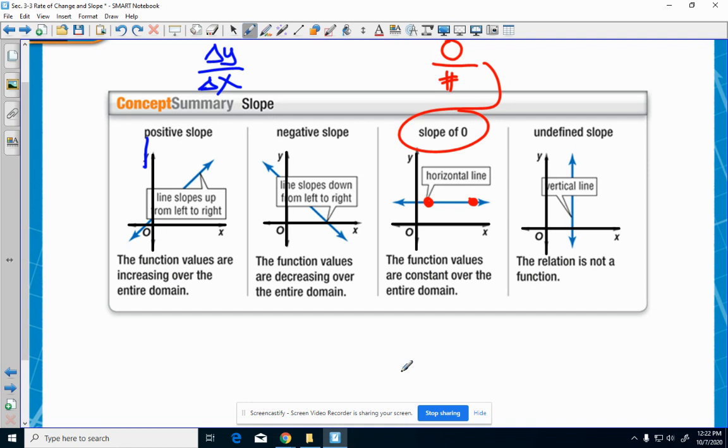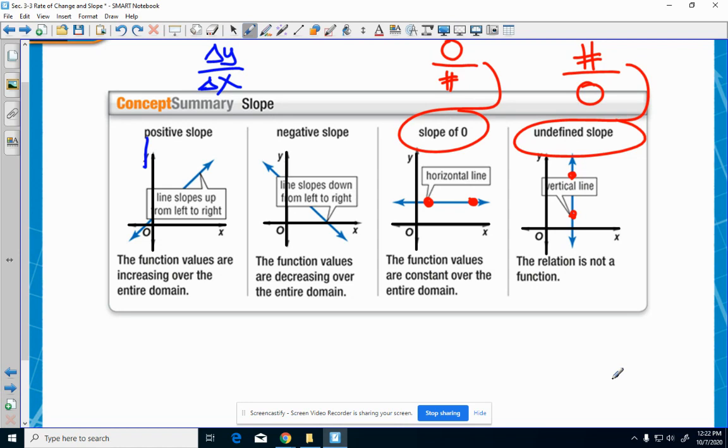Now, conversely, if you think about the vertical, take two points on there. Which one doesn't move now? The x doesn't, which means the fraction would look something like that. When you try to divide by 0, you can't do it. And that's where that idea is coming from. So it's important to remember that in both of these, you have a 0. It just depends on where the 0 is located.